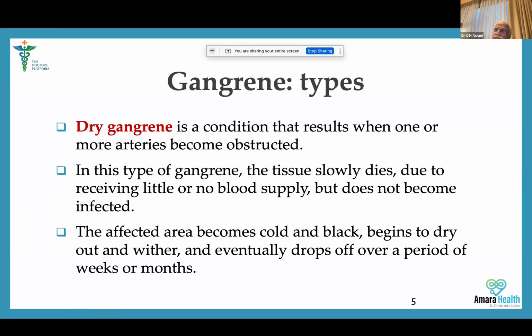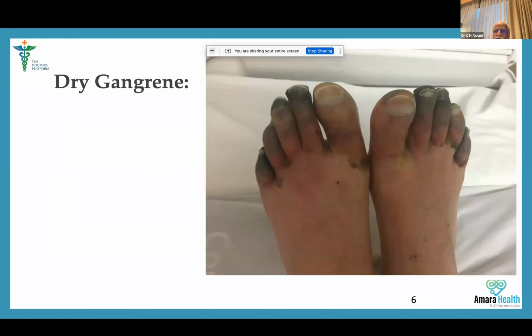So I'll give an example. Suppose you tie a very tight tourniquet to your little finger. In some hours, it will give you numbness, tingling. Maybe in a few days, if the tourniquet is really tight, stopping the full blood supply, it will become bluish, and then maybe in a few months it will fall off because of gangrene. That is dry gangrene. Look at this. There is no infection, no pus, no discharge.